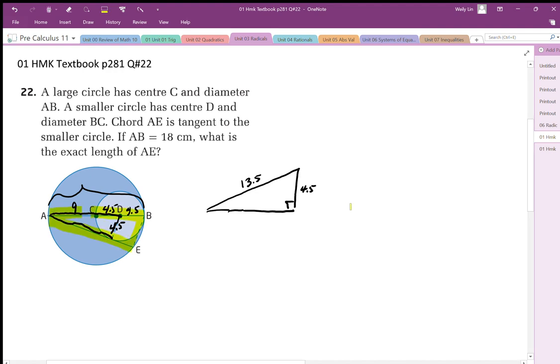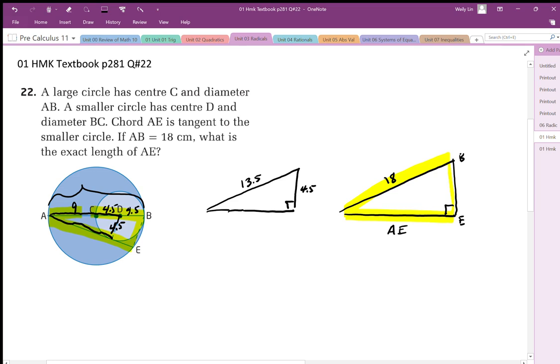If I draw that, I'm just going to sketch it like this and give it some lengths. The length along here is the length that I actually want. This length here is going to be A to E, and this length along here is the 18 centimeters that was given to us at the very beginning. This is B to E here.